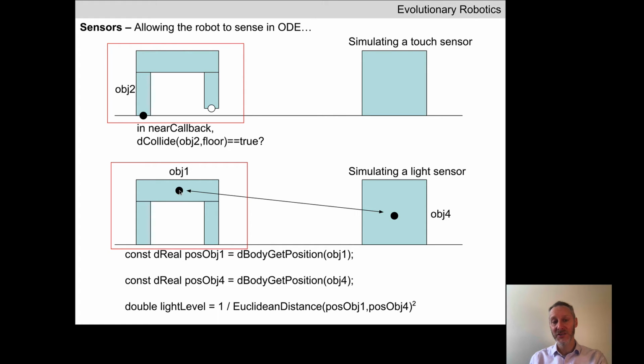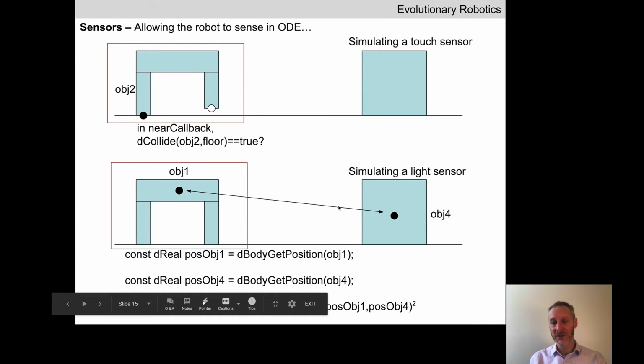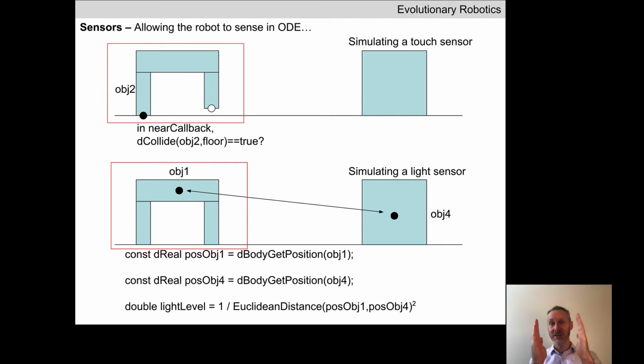extracting the current position of object 1 from PyBullet, extracting the position of object 4 from PyBullet, calculating the Euclidean distance between these 2 points, and setting the light level inside object 1 to 1 over the Euclidean distance. So the shorter the distance between the robot and the light source, the stronger the light. And you can see that we're raising the denominator to the 2nd power. Anybody know why we're doing that?